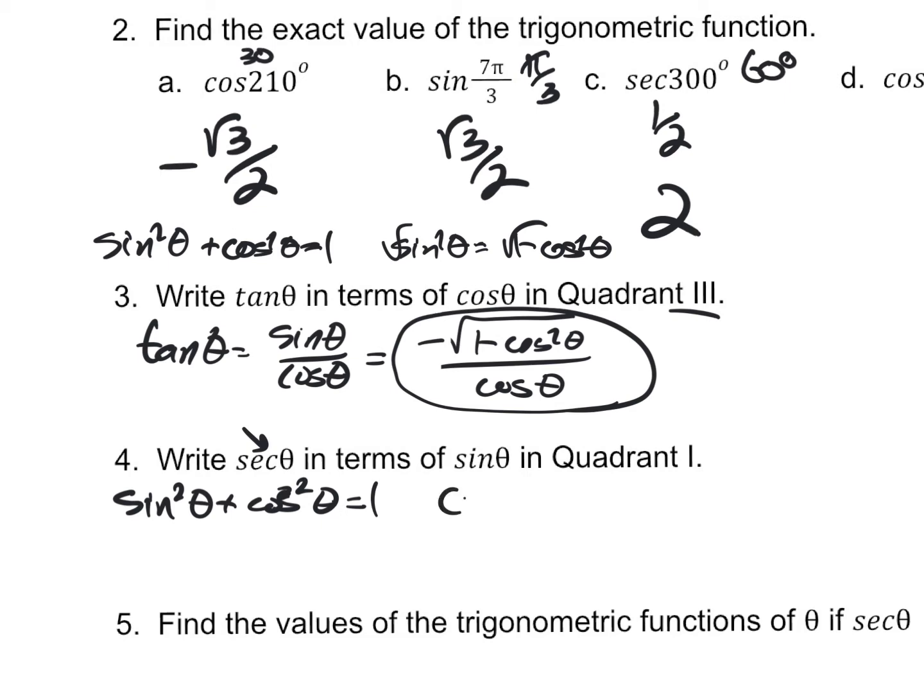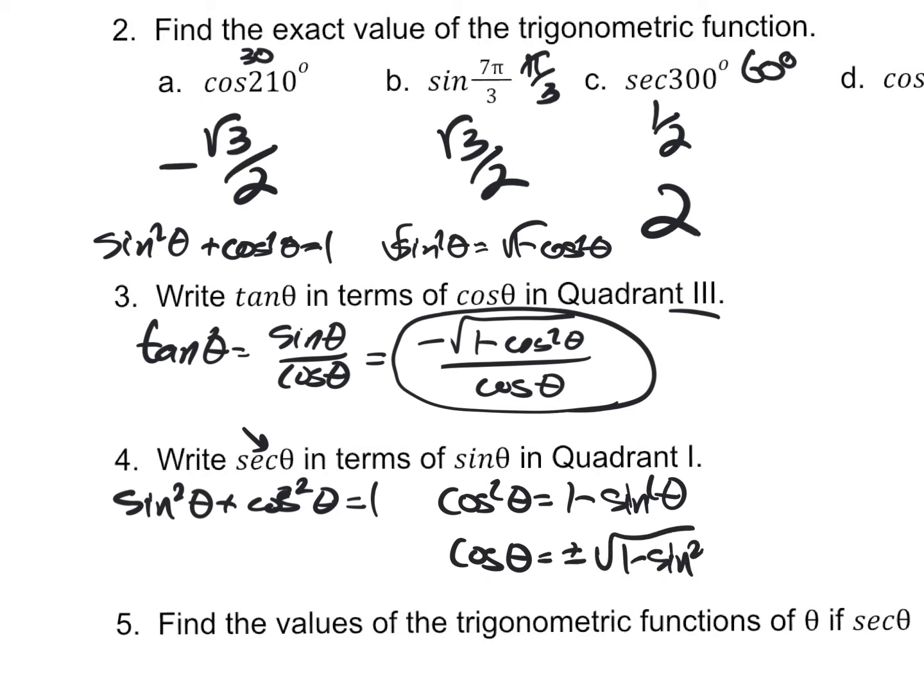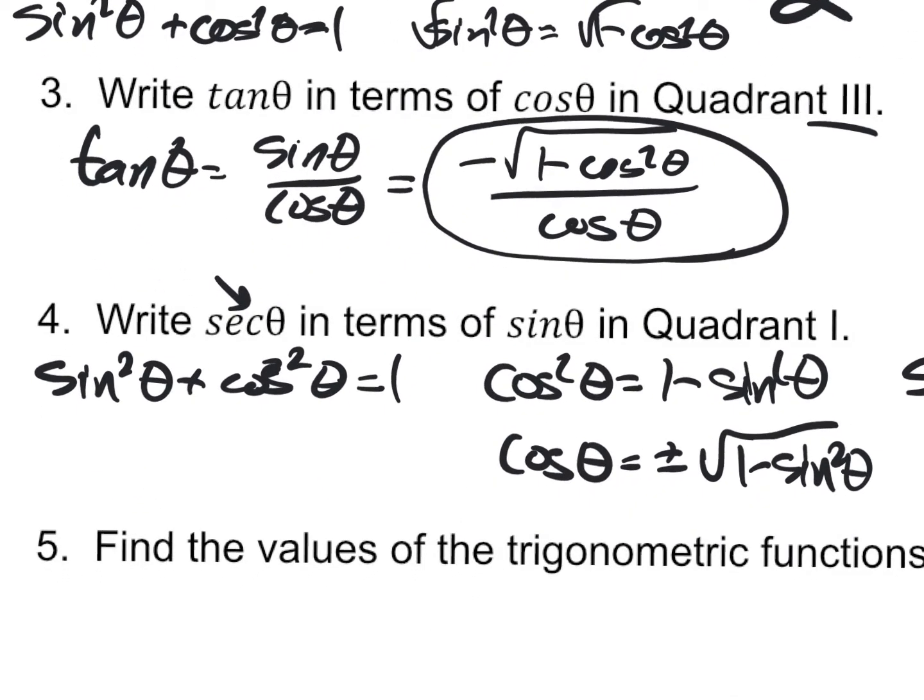So that means cosine squared is going to be 1 minus sine squared, which if I take the square root of that, I get cosine is really plus or minus the square root of 1 minus sine squared. So that's cosine. I need secant. Let's see if I can make this a little bigger. So that would give me secant, which is reciprocal of cosine, would be the reciprocal of the other side.